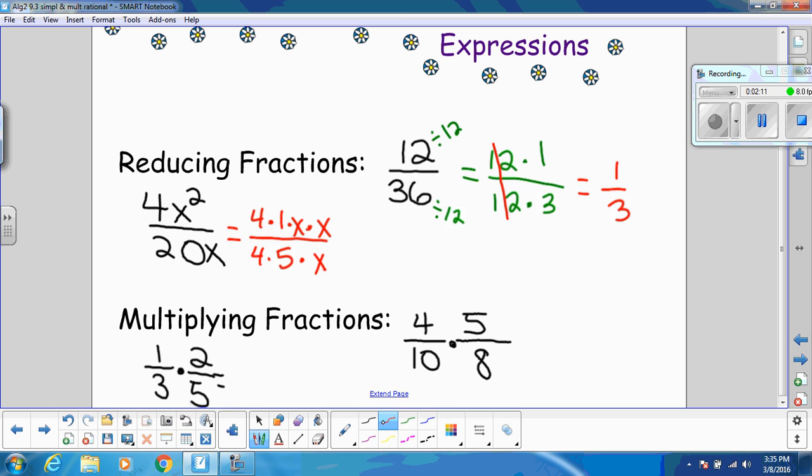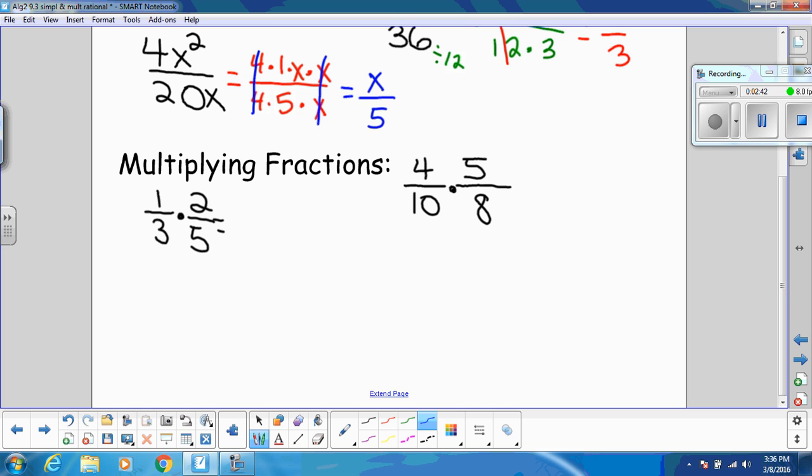So what can we cross out that's in both numerator and the denominator? Well, we can cross out the 4's, and we can cross out an x in the top and bottom. And then what do we have left over? Well, I have 1 times x in the numerator, so you can write 1x, or you remember 1x is the same as just x. And then I have 5 in the denominator. Okay, so that's reducing fractions with variables in them. All right, so now let's look at multiplying fractions.